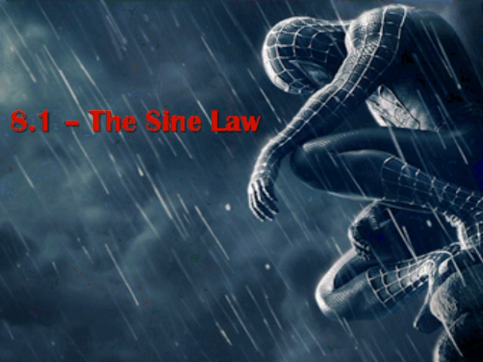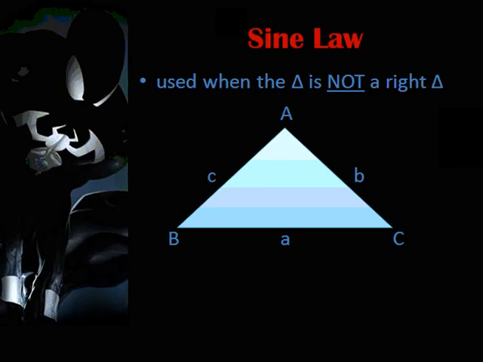Trigonometry has two different laws. One is called the sine law and the other one is called the cosine law. There's no tan law. So let's take a closer look at sine law.